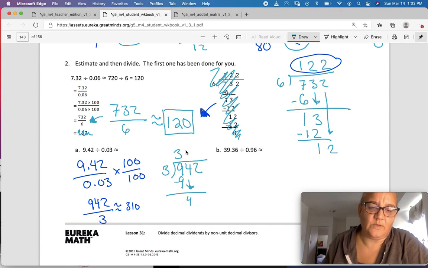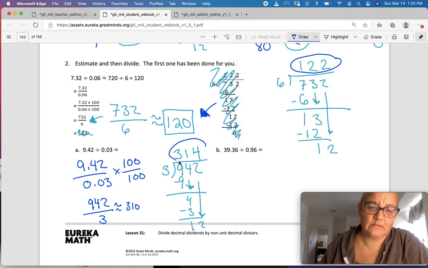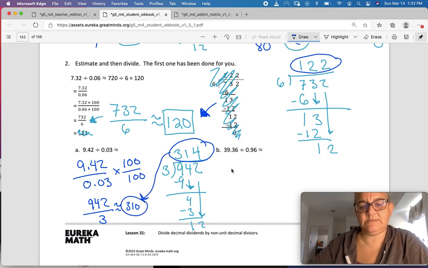3 goes into 4 one time. Okay. Subtract that. Now bring down the 2 from the 1 spot. 3 goes into 12 4 times. Okay. So my original estimate was 314, but it's because I was kind of doing the problem in my head. The answer is 314, which is really close to our estimate of 310. Okay. Next one.